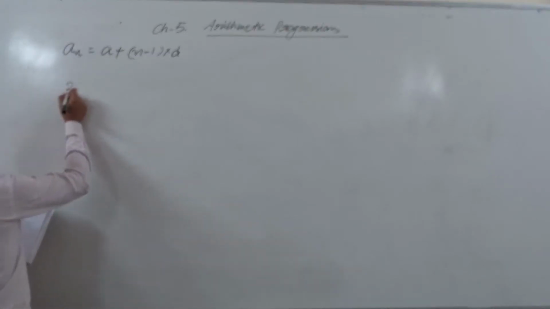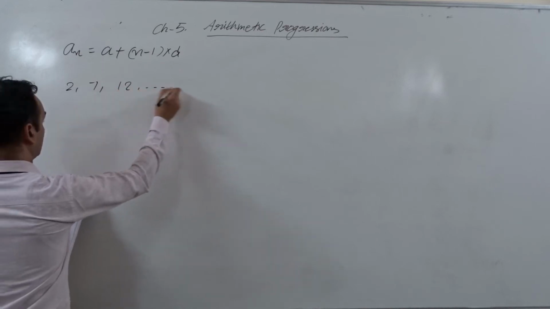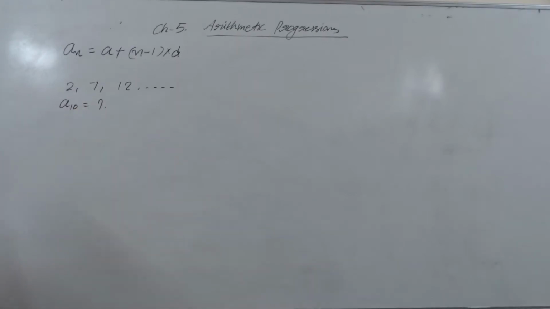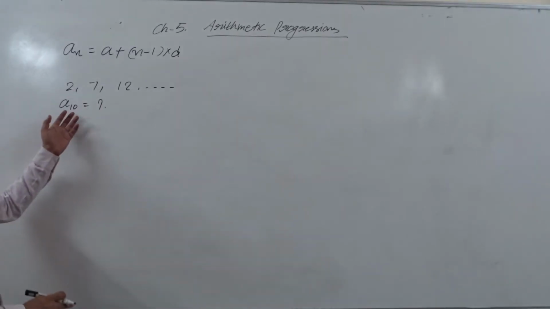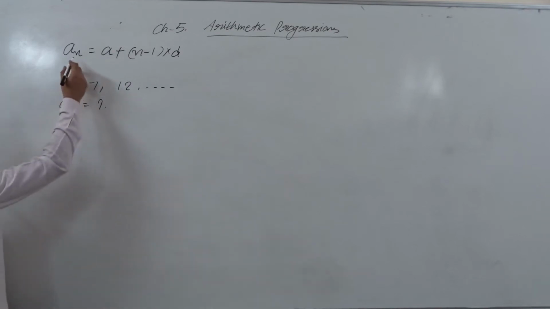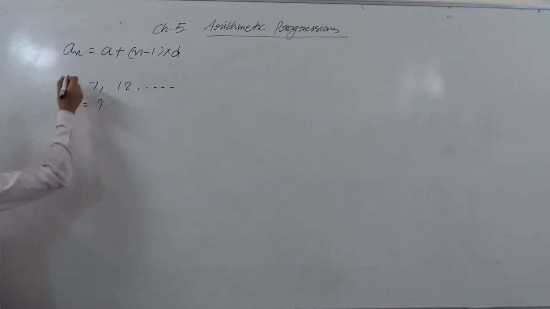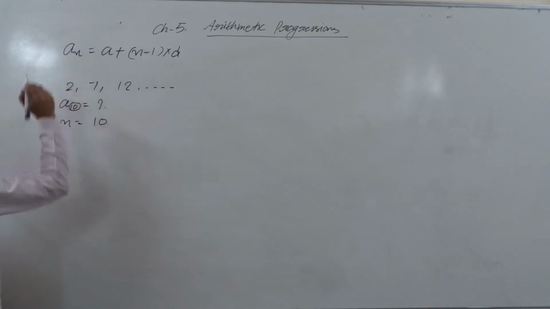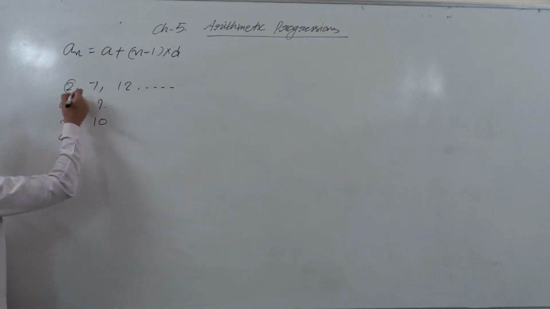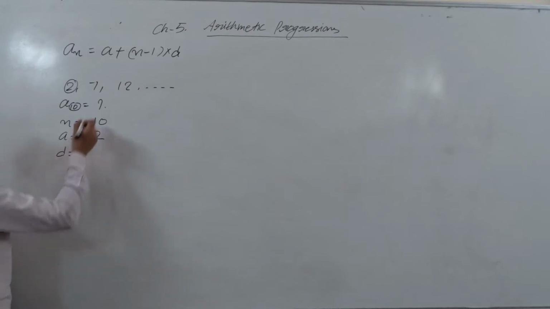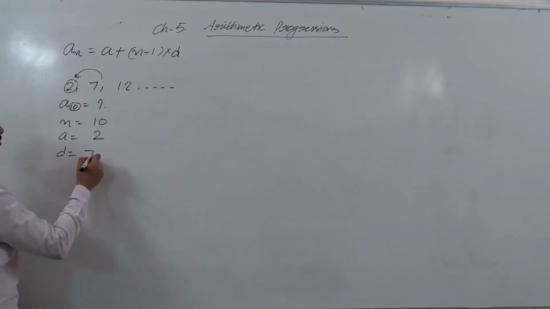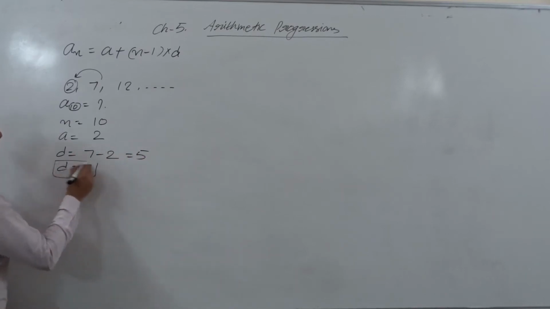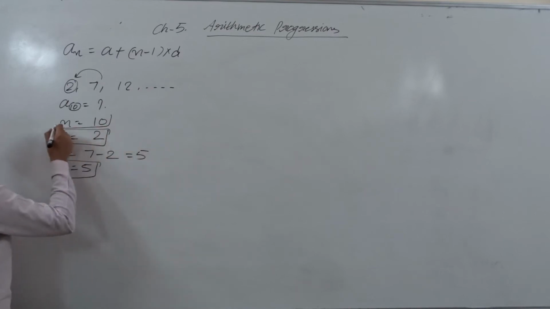The AP is 2, 7, 12 and you have to find the 10th term. The 10th term is A10. We will use this formula to find the 10th term. So what is n here? n is 10. What is A here? A is 2. And what is D here? 7 minus 2, which is 5. So D is 5. We will use these variables' values in the formula.